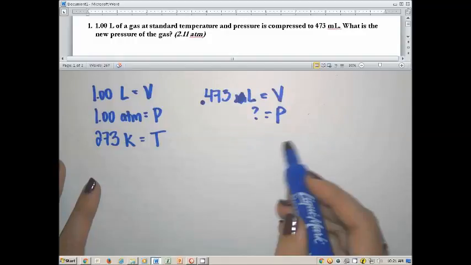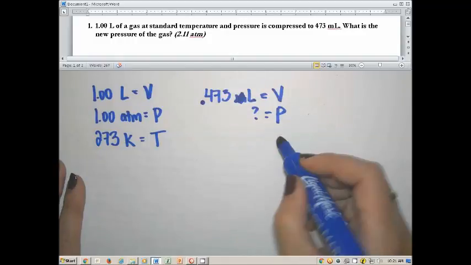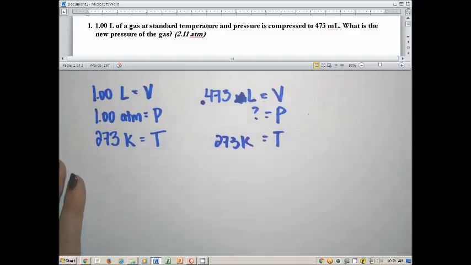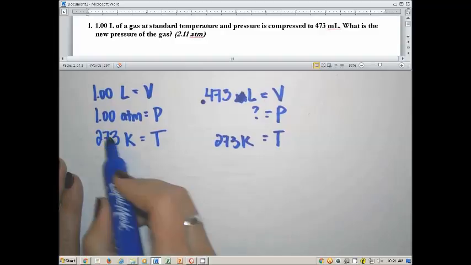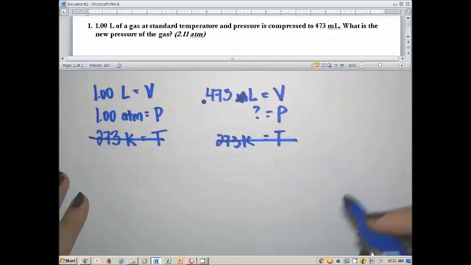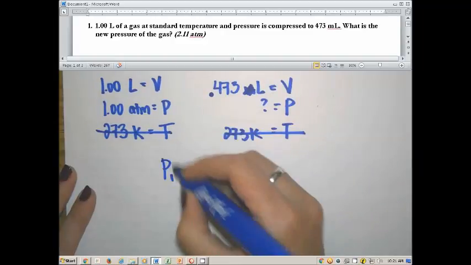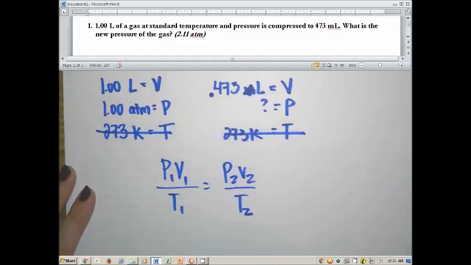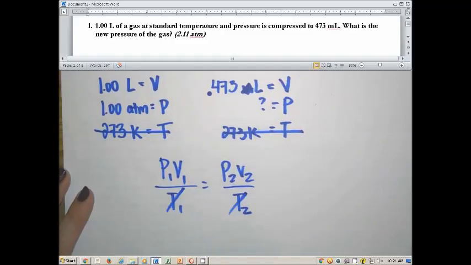So I have 2 choices. I can either put temperature over here and put it into my equation, or I can simply strike through it, which is what I'm going to choose to do. If it doesn't change, I can take it out. Well, we're dealing with the equation that we had before. P1 V1 over T1 equals P2 V2 over T2. And we just said, life would be easier if we took the temp out. If the temp doesn't change, it can go away. That leaves me plugging in P1 V1 and P2 V2.